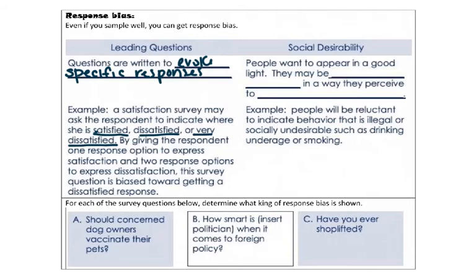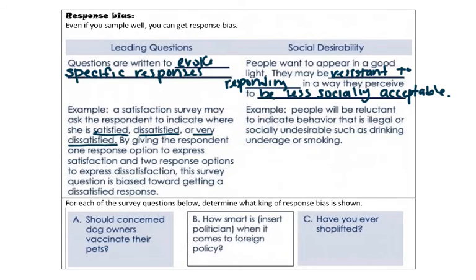All right. The other example is social desirability. So people want to appear in a good light. They may be resistant to responding in a way they perceive to be less socially acceptable. So if somebody just wants to be nice and they don't want to hurt anybody's feelings, that could be social desirability. So an example, people will be reluctant to indicate behavior that is illegal or socially undesirable, such as drinking underage or smoking.